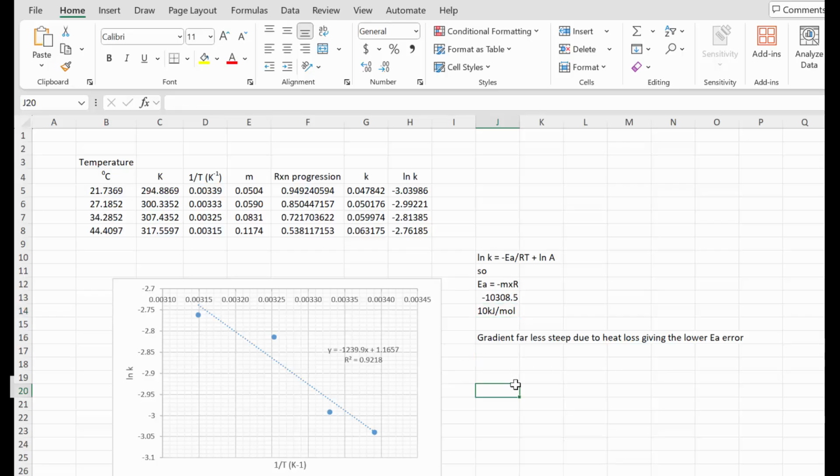And that makes sense because the steeper the gradient on this Arrhenius curve graph here, the higher the activation energy. And I got a far lesser gradient, and so my activation energy is only 10 instead of like 50 kilojoules per mole. And so it seemed like there wasn't a lot because of all that heat loss. That gave me the much lower result.